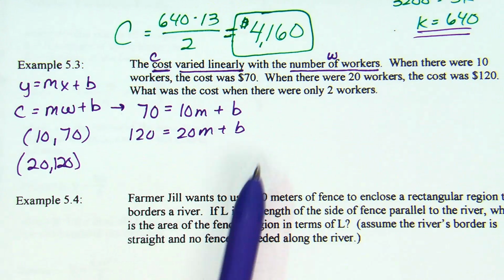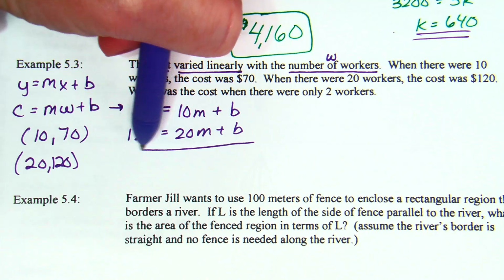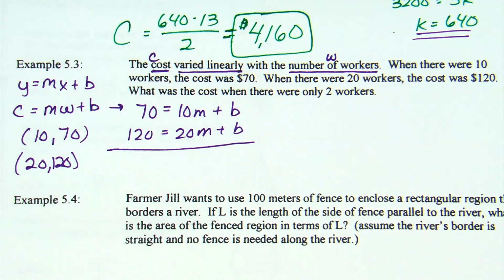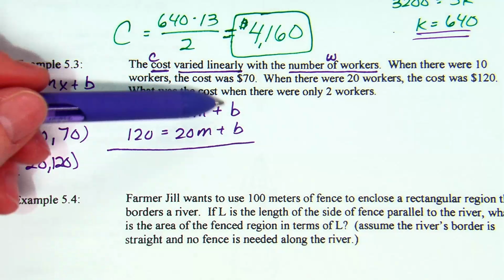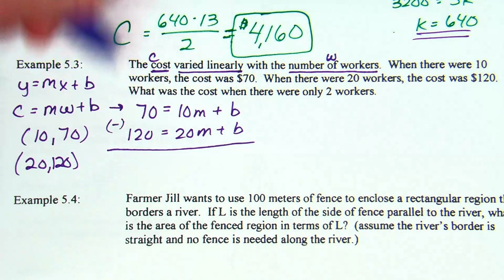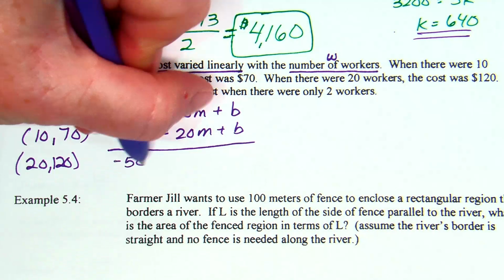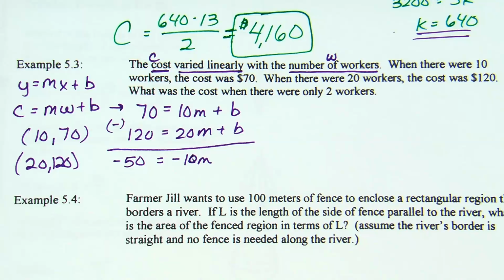Okay, so what happens if you subtract these equations from each other? Remember elimination? It's B and B, right? If I subtract those equations from each other, notice the B is going to cancel. 70 minus 120 is negative 50, 10M minus 20M, negative 10M, B minus B cancels. At that point, what do we find our M to be? 5.